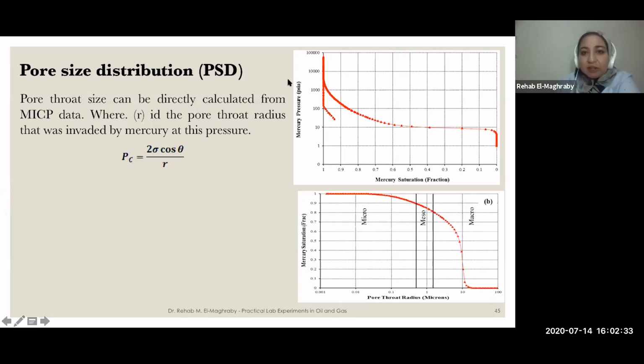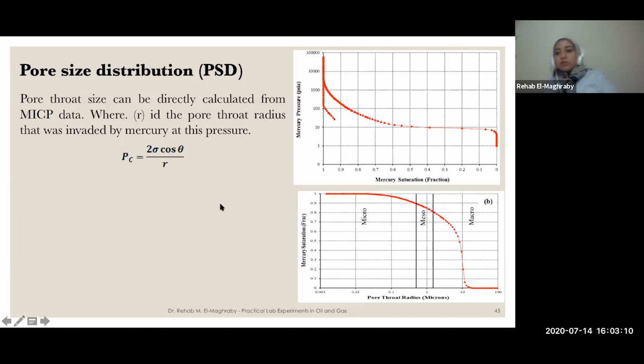So you can convert this capillary pressure to radius using this equation. So you can monitor the mercury saturation versus the pore throat distribution. You will find here 50% of the mercury saturation is invading about 10 micron. So the pores are distributed at about 10 micron. Up to 50% of the pore volume is in the range of 10 micron. Okay, and then starting from this, it is gradually filling different sizes of pores.